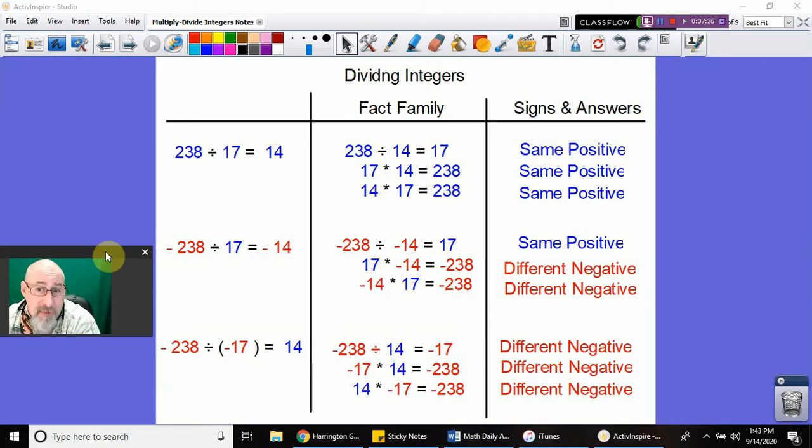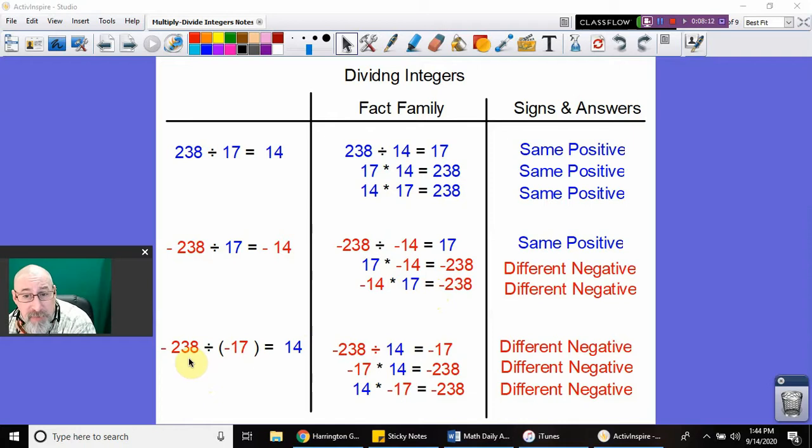Well, if we set up our fact families for negative 238 divided by 17 is equal to negative 14, you can see right here where our multiplying rules come into effect. Our signs are different, so our answer has to be a negative. Our signs are different for this situation, negative 14 times 17, and our answer is negative because the signs are different. So that's the proof of the division component of why that works that way.